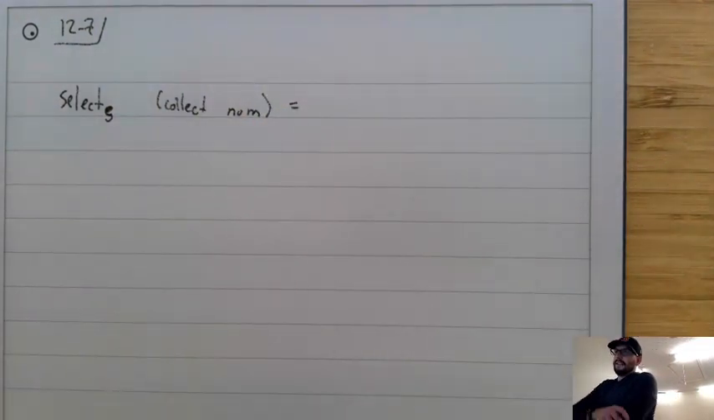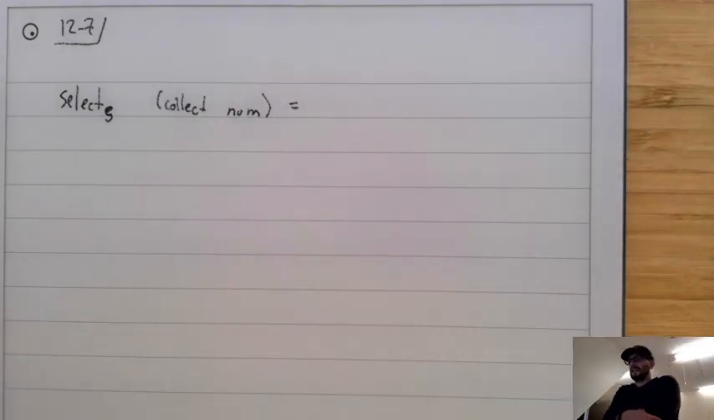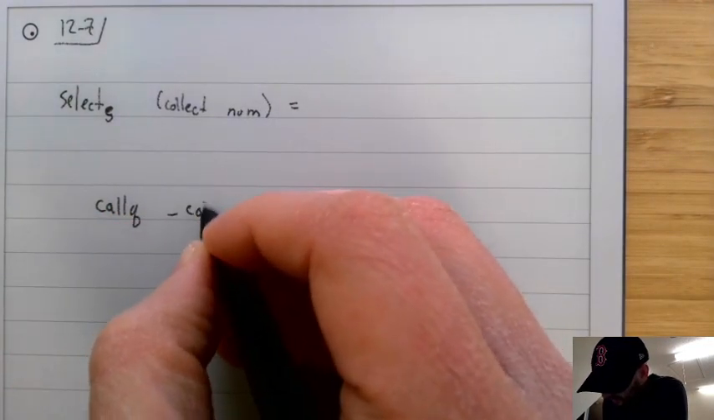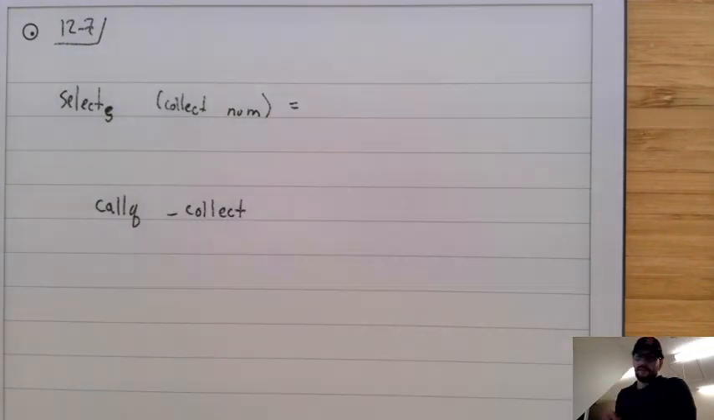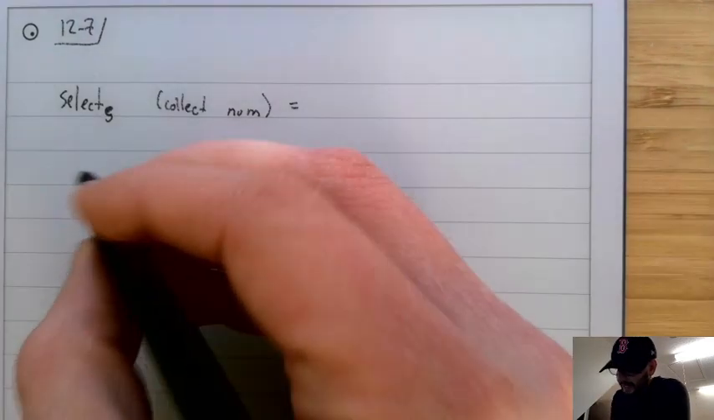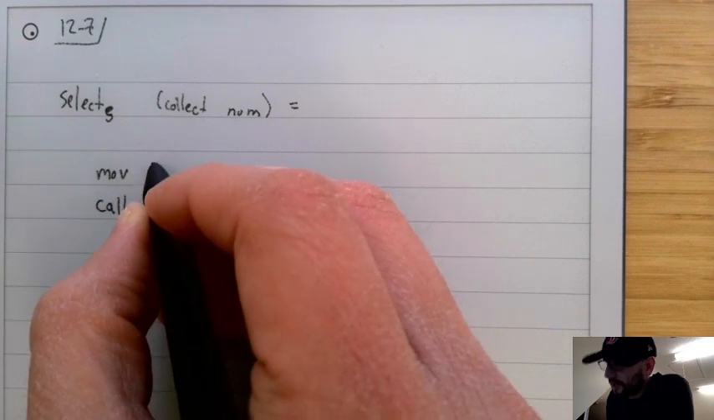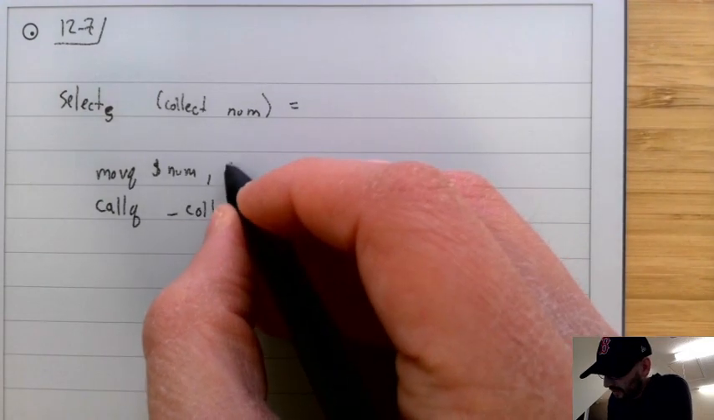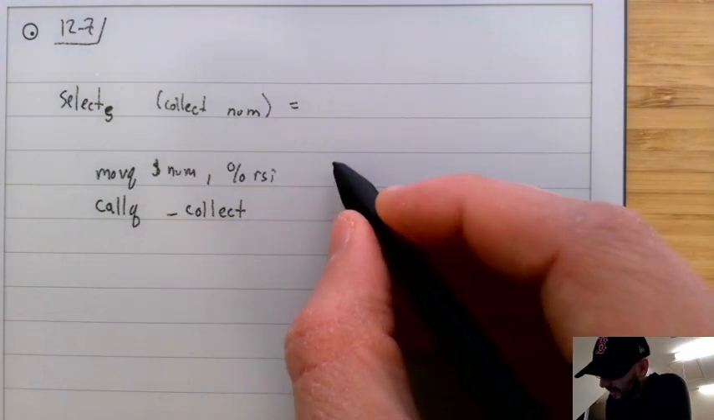All right, this is going to be kind of complicated. Basically what we're going to do is call a function. We're going to do call Q of collect. And collect is going to be a function that we implement inside of our runtime system to actually run the garbage collector. It's going to take 2 arguments. One argument is going to be how much memory we need. So we'll move Q of $number into %RSI. RSI, by the way, is the second argument.